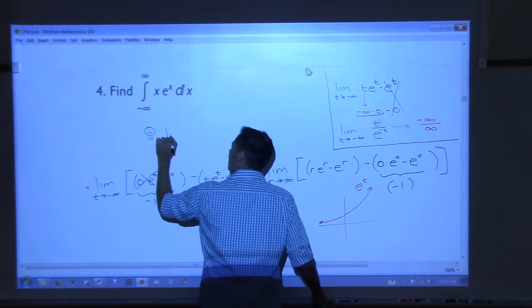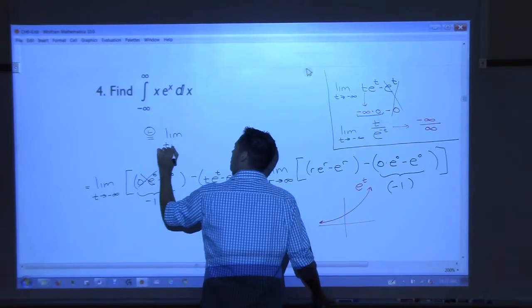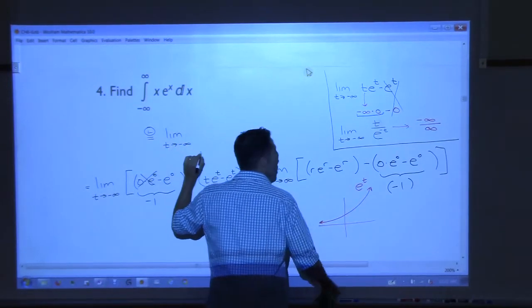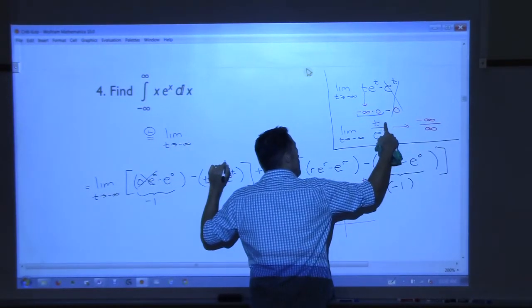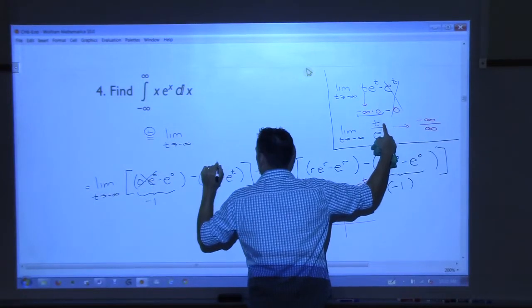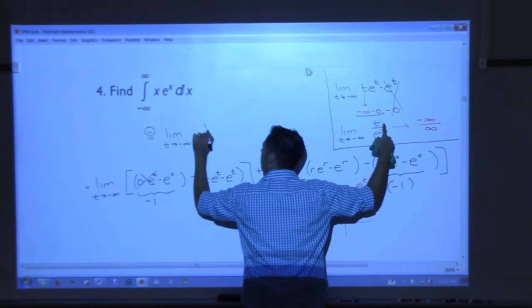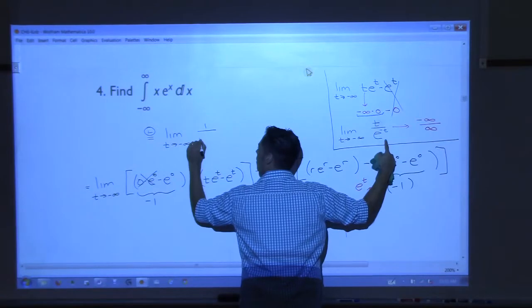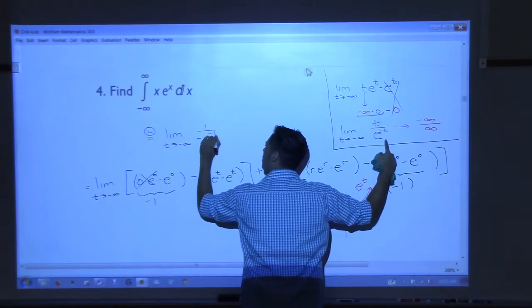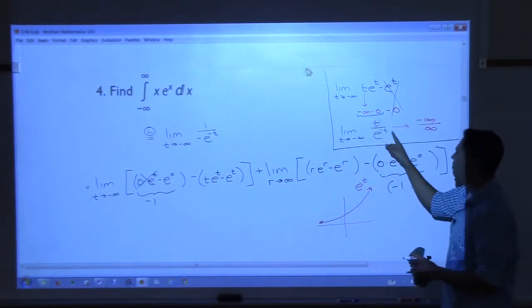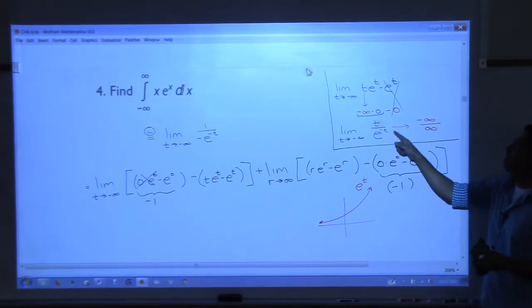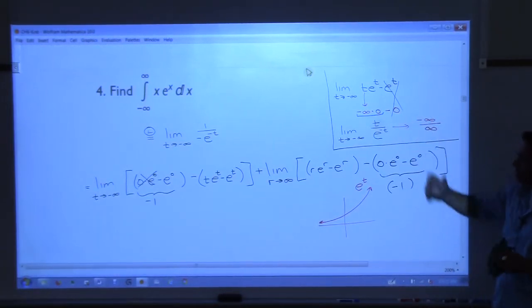Okay, so the limit as t goes to negative infinity of the derivative of that, 1, over the derivative of this, negative e to the negative t. You have a little bit of chain rule there, right? The derivative of e to the negative t is itself, but then times the derivative of what's up top, negative 1. And now take this limit again.